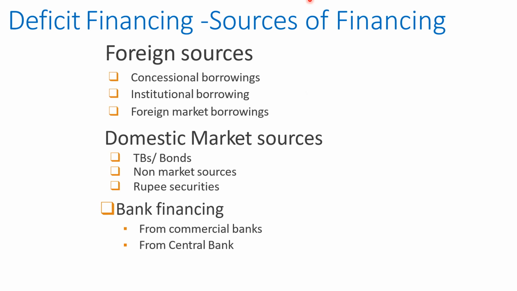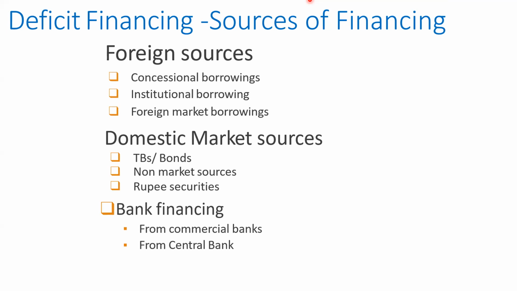Then domestic market sources, mainly treasury bonds or treasury bills. Then non-market sources, like rupee securities, where the treasury will ask banks to give money. Normally they give treasury bills, treasury bonds, or other financial institutions give some securities to the treasury. Then bank financing from commercial banks, normally they do.